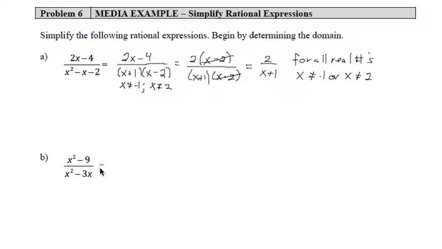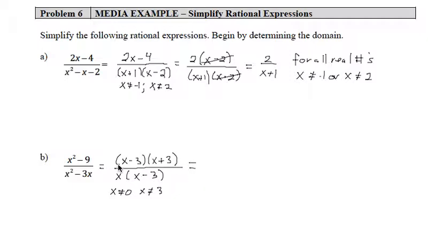Again, I'm going to need to do some factoring before I can really worry about the domain. So the numerator is a special factoring, difference of squares. So that's x minus 3, x plus 3. And the denominator, I'm going to remove a greatest common factor of x, leaving me with x minus 3. So the factorization of the denominator tells me that x can't be 0 and x can't be 3. Those are the values of x that make the denominator 0.